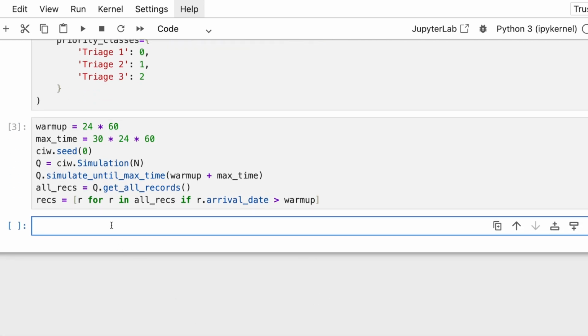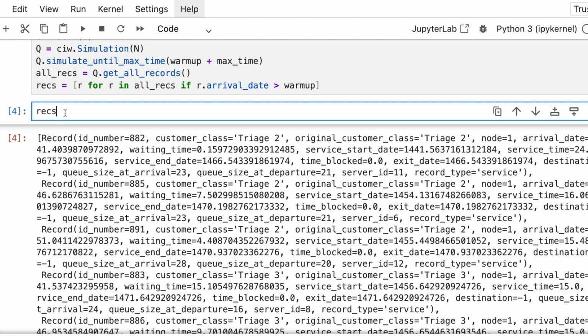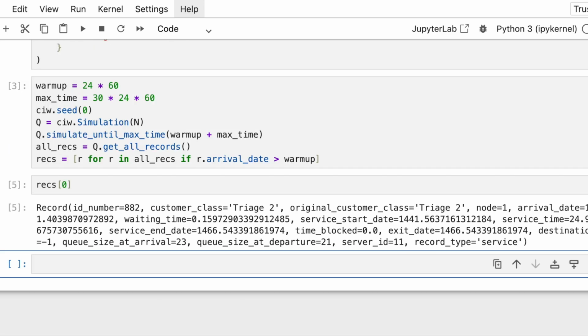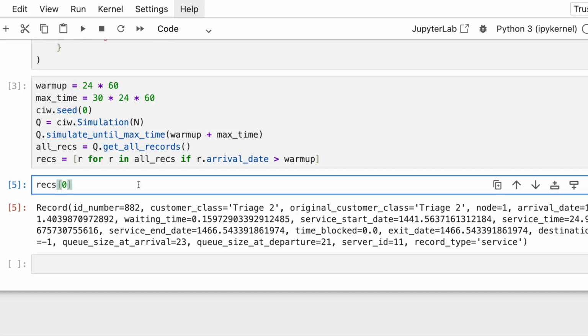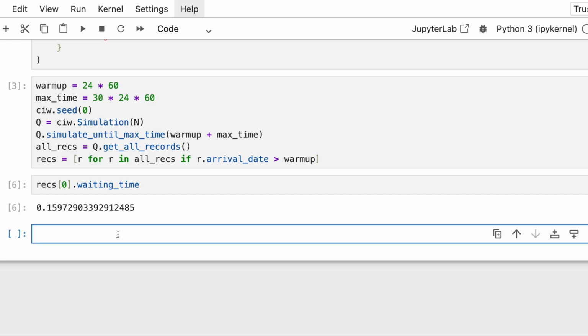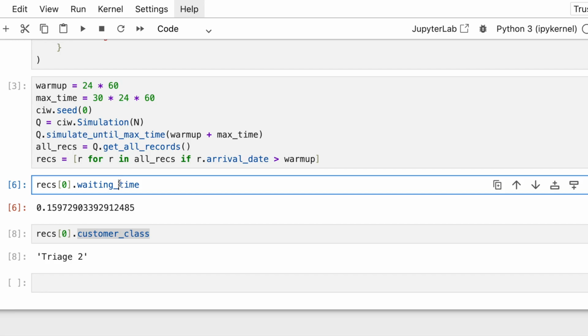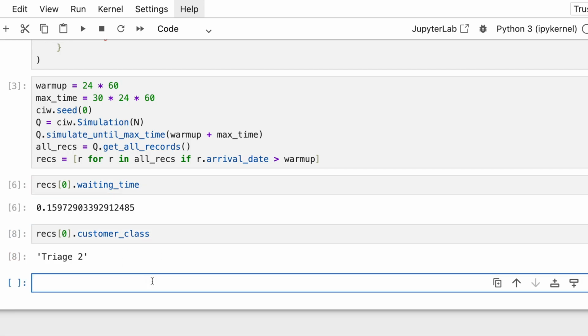So we can look at that list of records, which is something quite unwieldy. So let's have a look at just one particular record in there. And we can have a look at, in that one particular record, what their waiting time was. So we know at least one person waited 0.159 minutes. That particular record corresponded to someone of triage category 2. Our question was asking us, what is the average waiting time for patients in each triage category? So we can use these attributes of the data records to find that.